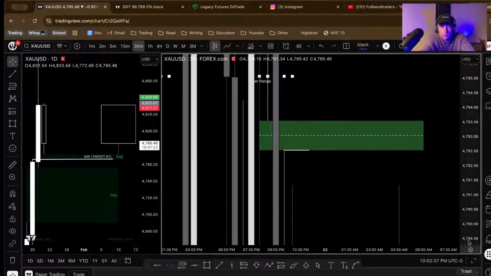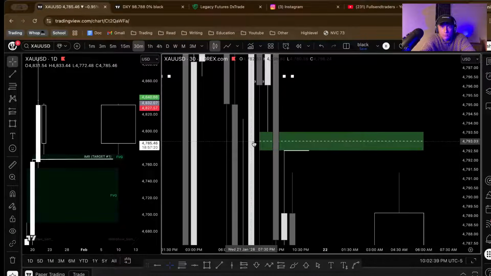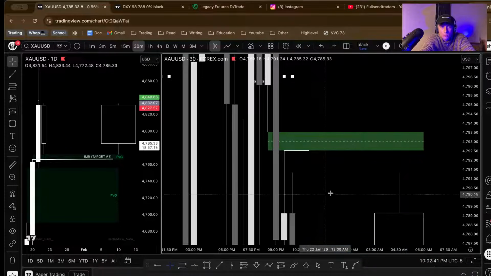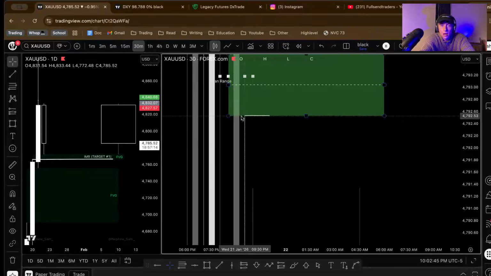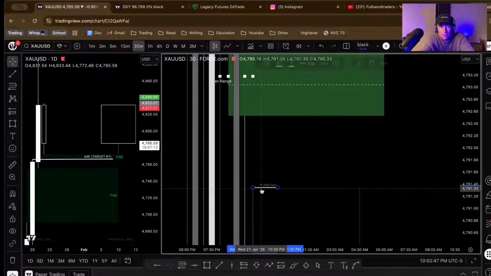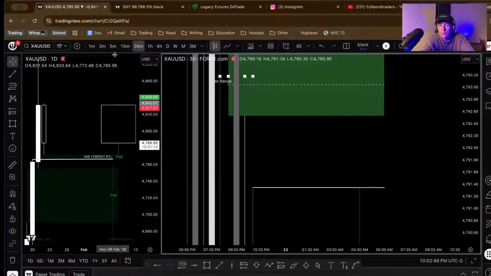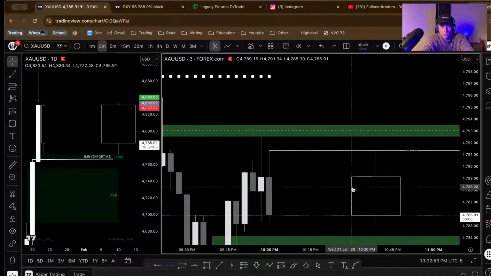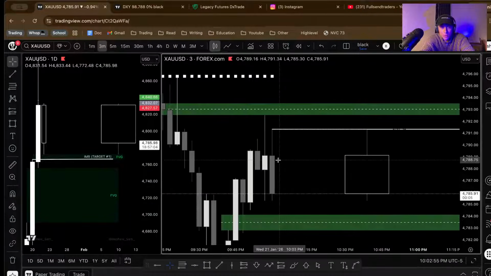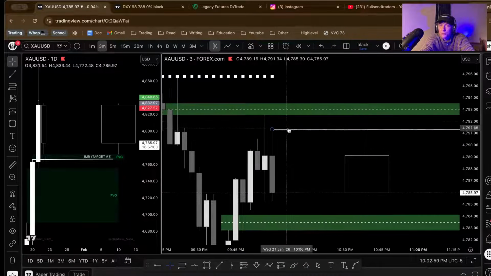Wait, that's completely wrong. Oh, it was this high right here. Okay, I'm tripping. This is the high that formed the fair value gap. This is the high that ran up and barely missed tapping into the gap. So we came up right there. We failed to tap into it. So if it came a little bit higher, it would have tapped into that.